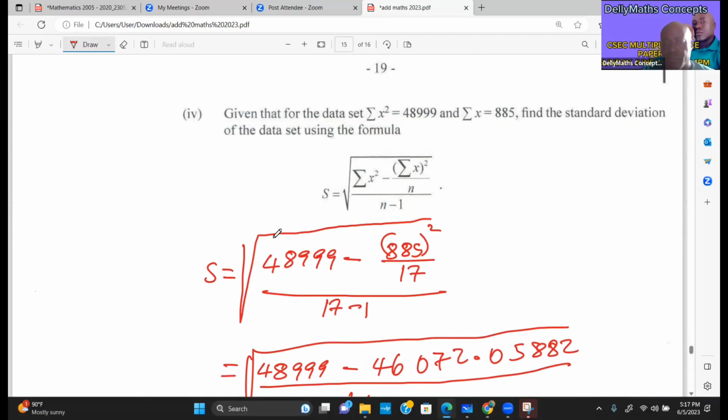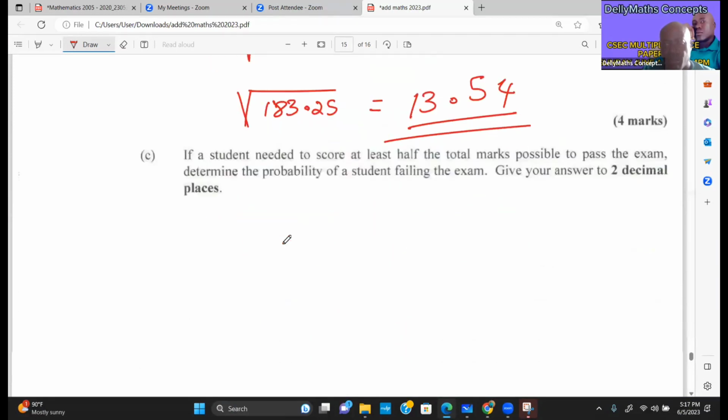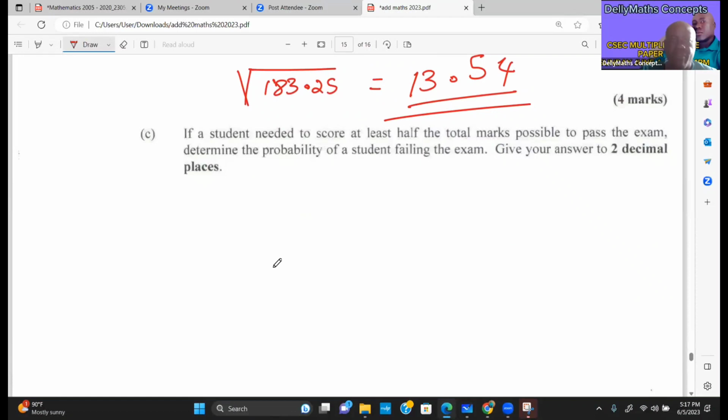All right, next question. If a student needs to score at least half the total marks to pass, determine the probability of a student failing the exam, giving the answer to 2 decimal places. So we want to know the probability of a student failing.